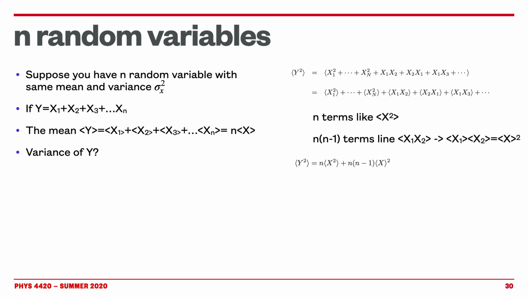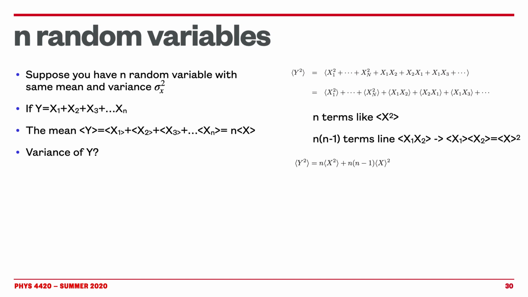We know that we have n terms that look like x squared. And we have to think about how many combinations I can make for x1 and another x. So I'm going to have x1 x2, x1 x3, x1 x4, and so on. And of course I have n terms times n minus one. n is the number of possibilities for the first variable, and n minus one for the second variable. Of course, it's not n squared since I already calculated the x1 squared and x2 squared and so on before, okay?